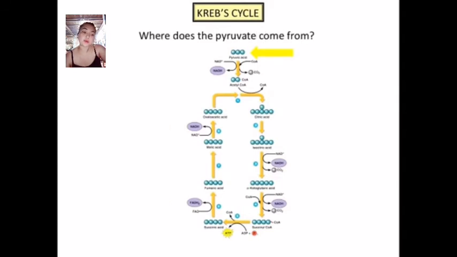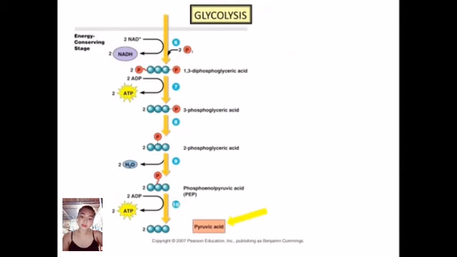Where does the pyruvate come from that is needed for the Krebs cycle to start? It is the end product of glycolysis, the first step in the process of cellular respiration. Glycolysis literally means sugar splitting. It is a series of 10 reactions that generates 2 molecules of pyruvic acid, the 3-carbon molecule that is needed to begin the Krebs cycle. This slide only shows the last 5 steps of glycolysis, known as the energy conserving stage.